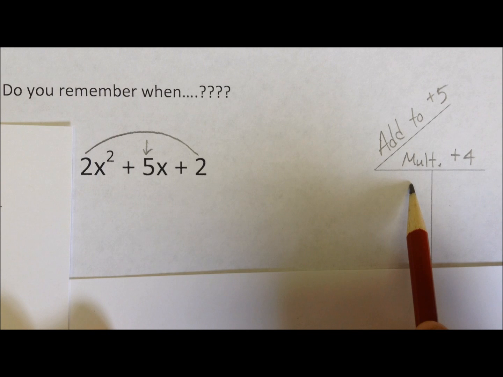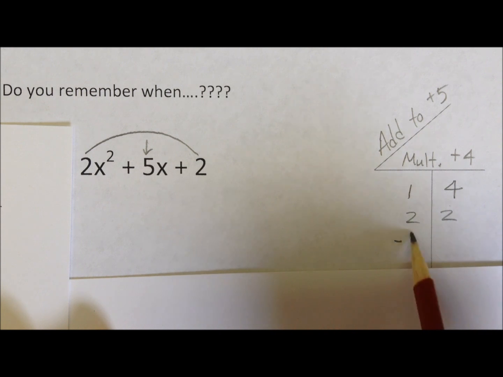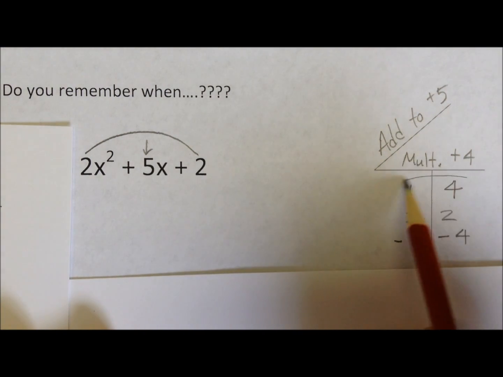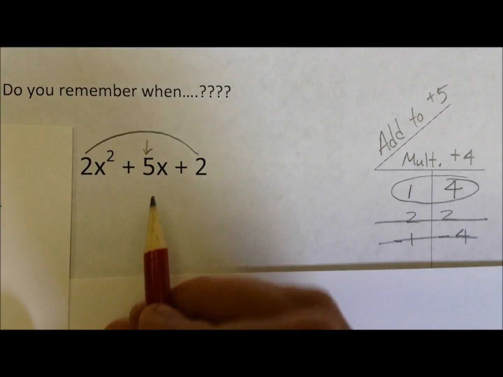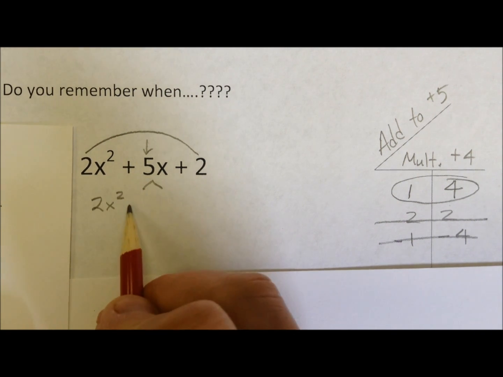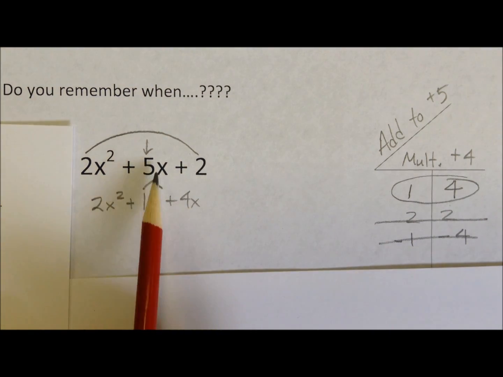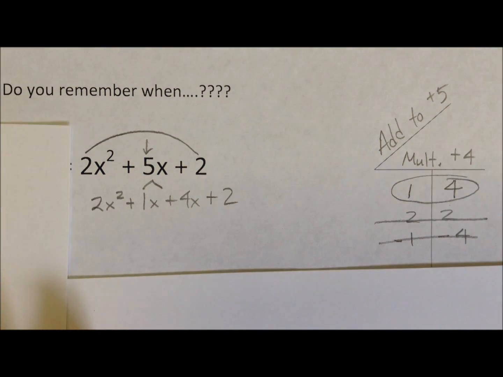And we go through and we make... Oop, dry board just fell. At least my camera didn't fall. All right, so 1 times 4, 2 times 2, -1 times -4, all of those multiply to 4, but only one of these adds to 5, and that would be this one right here, so we don't need these two. And so we use that to break it up into a 4-term polynomial. So I wrote 5x as 1x plus 4x, and everything else stayed the same.